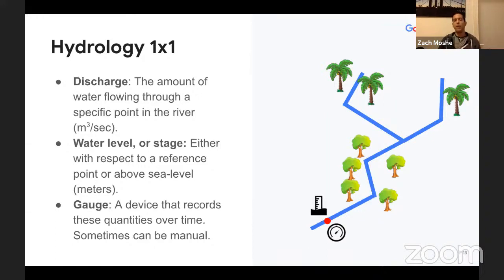But for now, I think what's important to understand is what is discharge, what is water level, and that the gauge is the device that measures them. And we have gauges across the rivers. Every maybe few dozen kilometers would be an approximation for that. Okay, so a gauge is something that we have, at least in the Brahmaputra and the Ganges rivers, we have maybe 100 gauges in these areas, if I'm not mistaken.